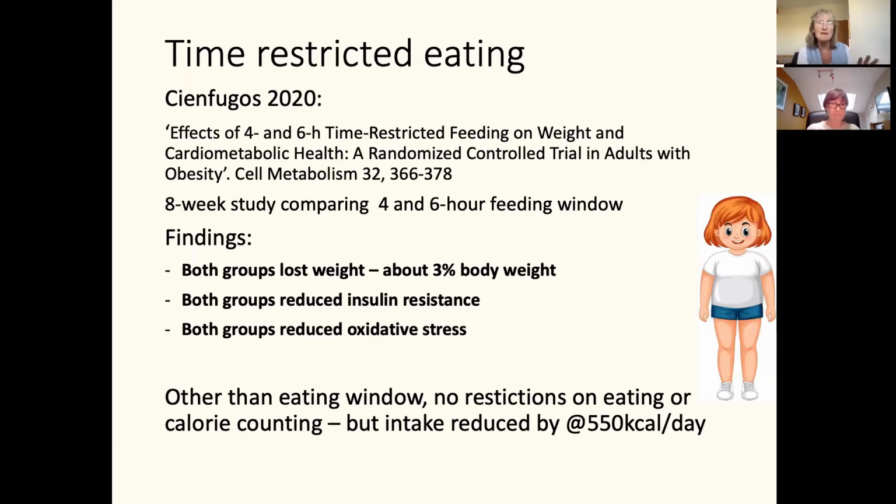So it basically showed that the 6 hours was as good as the 4 hours in terms of feeding window. So you don't have to go down as far as 4 because you'll still have the same impact. And they found that within the feeding windows, there was no restriction on how much people ate. There was no calorie counting, but just by restricting the hours in which you eat to 4 or 6 hours, that led to on average a reduction in the daily intake of food of 550 calories, but without any counting of calories. So that again was a very effective way of losing weight.